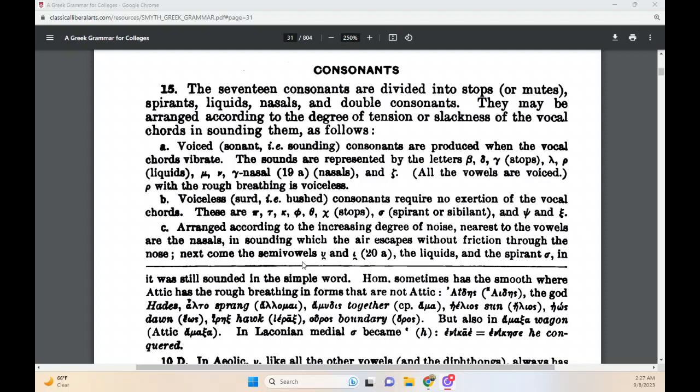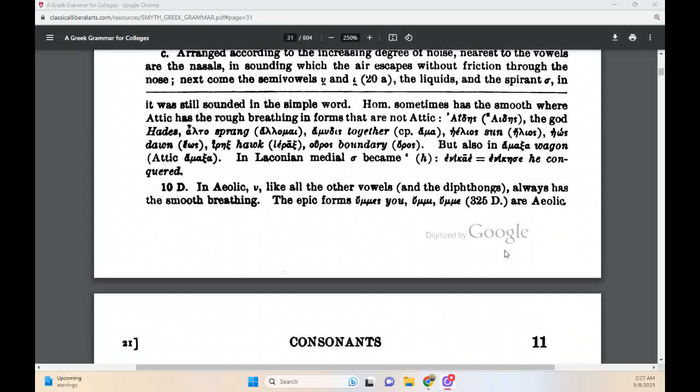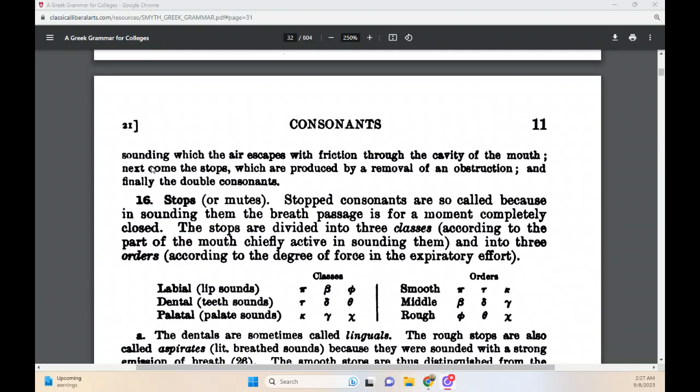Next come the semivowels, upsilon and iota, and what that means is the consonantal forms of upsilon and iota, which we'll learn more about later. The semivowels are almost vowels, consonantal upsilon and iota, the liquids, and the spirant sigma, in sounding which the air escapes with friction through the cavity of the mouth. Next come the stops, which are produced by a removal of an obstruction. And finally, the double consonant.